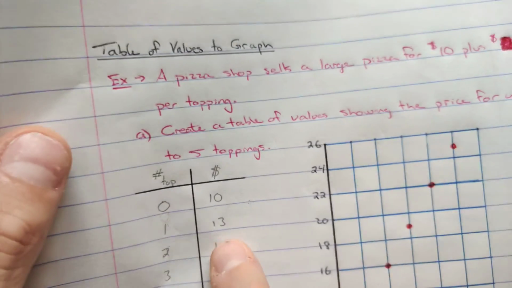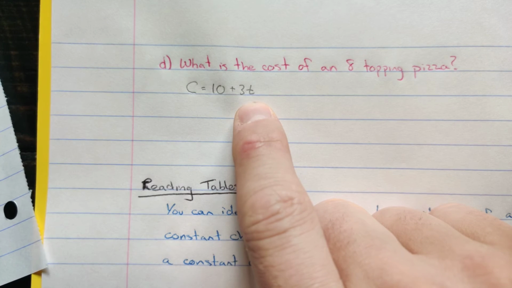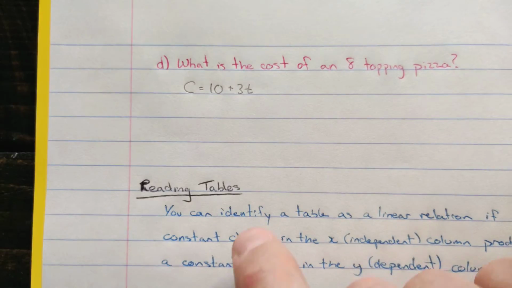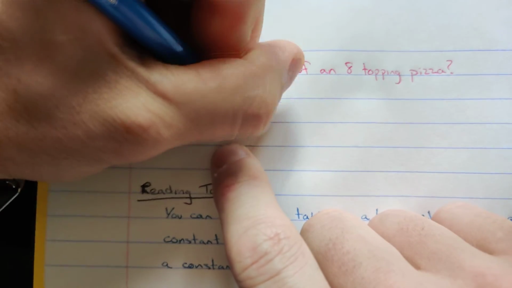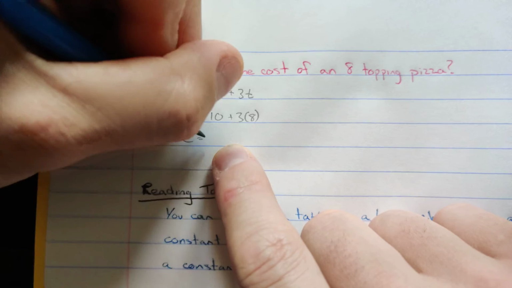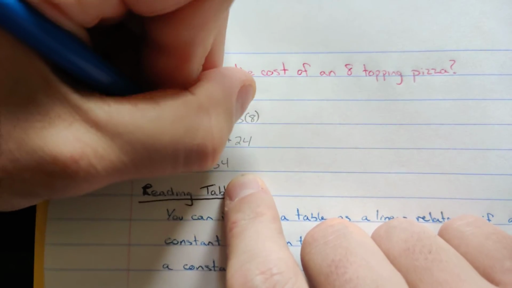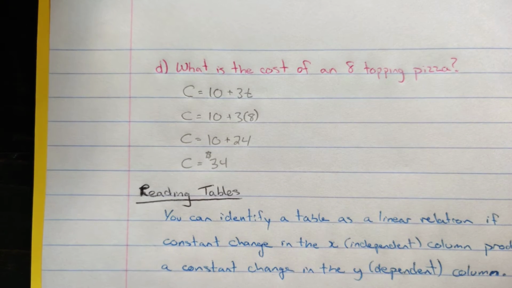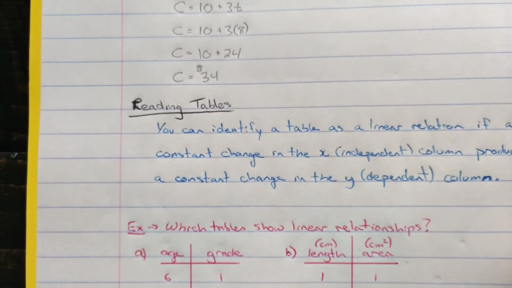And that matches up. We can try another point. Let's try 4. 3 times 4 is 12. 10 plus 12 is 22. That matches. So that's good. So our formula is working here. So the cost for an 8-topping pizza is going to be 10 plus 24, or the cost is going to be $34. So we can take that data and information and we can use it to make ourselves an equation. Looking at some tables, trying to understand them next.